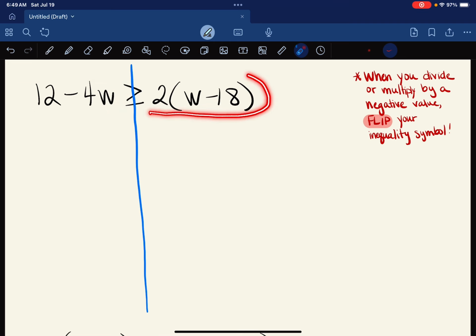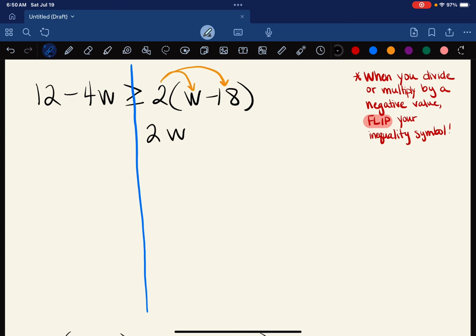But on the right side of my inequality, I do see that I have a set of parentheses here that I can get rid of by distributing the 2. So 2 times w and 2 times our minus 18. All right, that's going to give us 2w minus 36. And because we couldn't do anything with the left side, I'm just going to bring down those terms. 12 minus 4w greater than or equal to. Just drop down your inequality symbol.